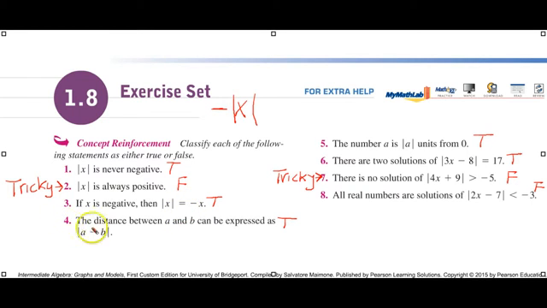Number 4, the distance between A and B can be expressed as the absolute value. Remember, distance is always going to be positive, so that's true. And by definition, the absolute value of something is that many units from 0. It's a counting number, so it's always positive, and that's true.